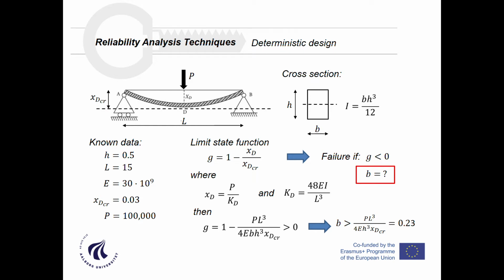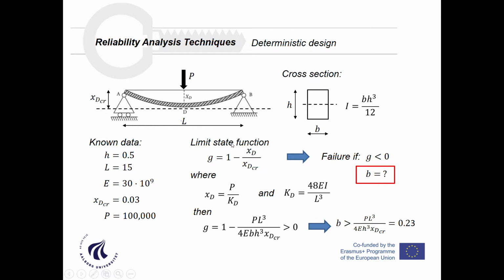So for a deterministic design, let's imagine that we have a beam of length L, and we have a load applied in the middle of value P. Then we're going to observe a deformation or deflection in the middle. We will call this deformation XD. Then when we want to design this beam, the dimensions or whatever, we want to try to limit this deformation to a value XD critical or XD-CR.